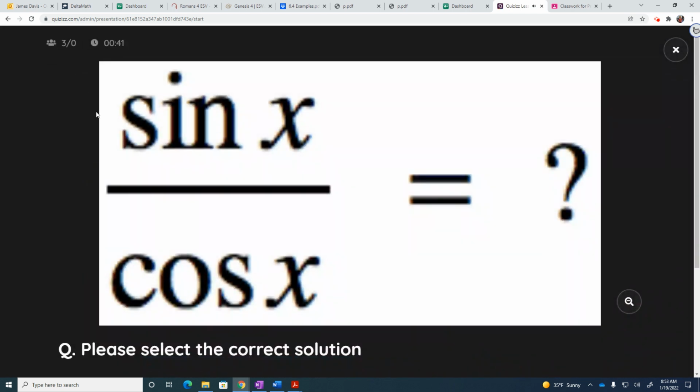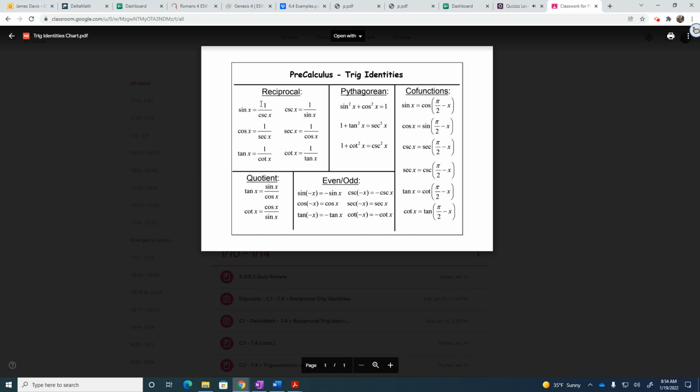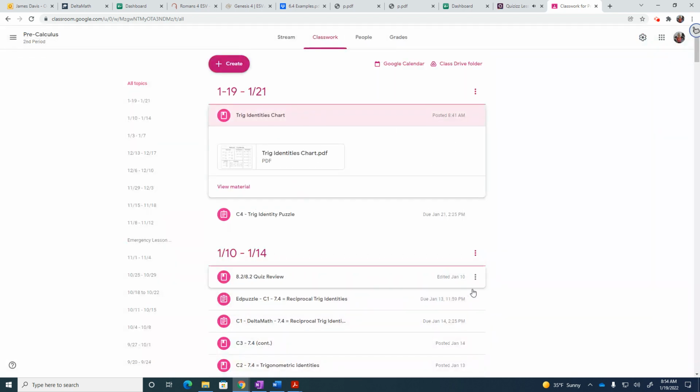This one's also on your sheet. We're going to do some hard ones here. This one you should also probably have memorized, sine over cosine. We use this a lot, even when we did the unit circle. Right here, that's a quotient.